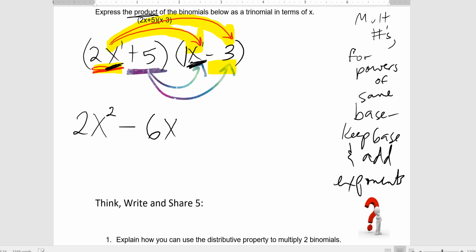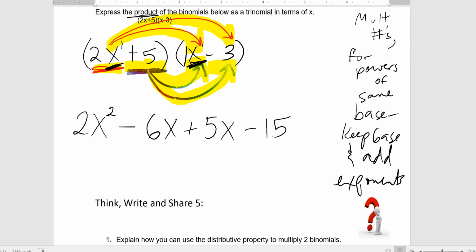Okay, next, positive 5 times x. There are no numbers to multiply. There are no powers of the same base. So we just put it together and get 5x. Okay, and then last, positive 5 times negative 3. Just multiplying numbers, we get negative 15.